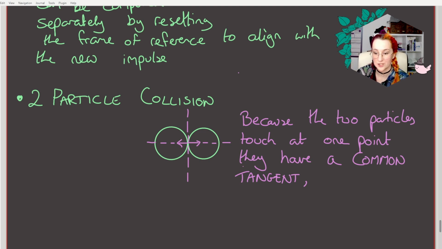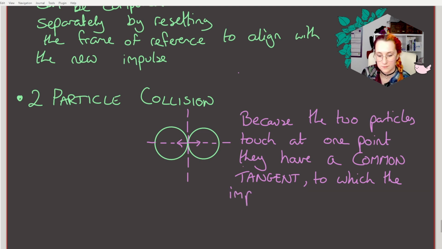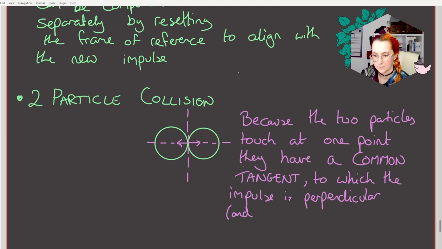So they have a common tangent to which the impulse is, so the impulse is perpendicular to that common tangent, and it also works through the 2 centers.